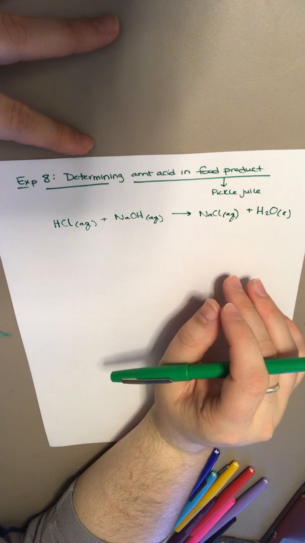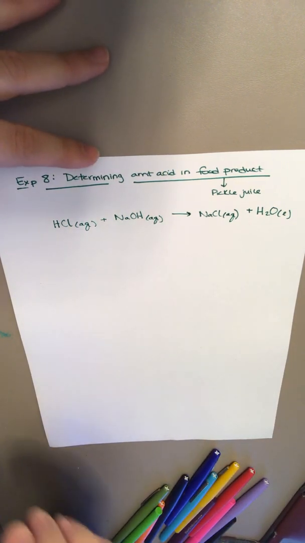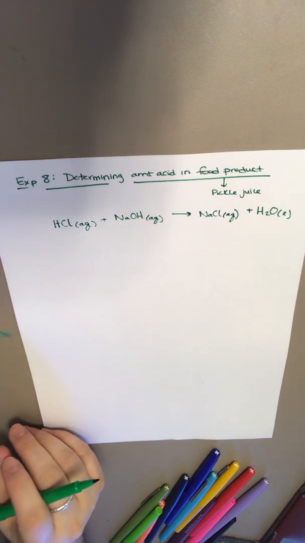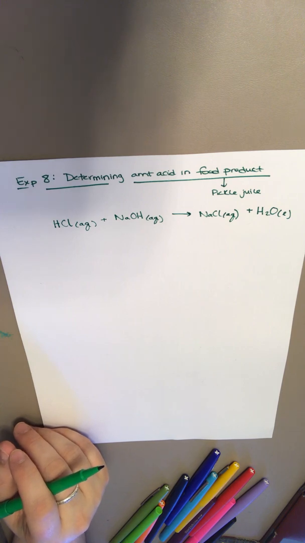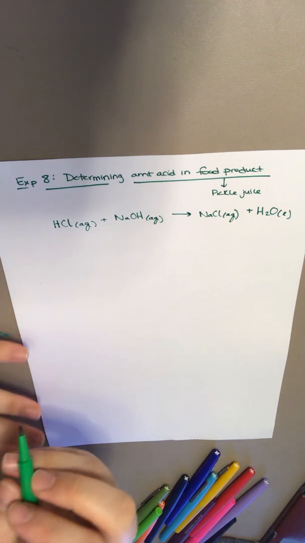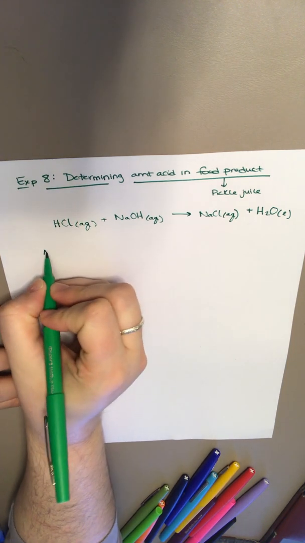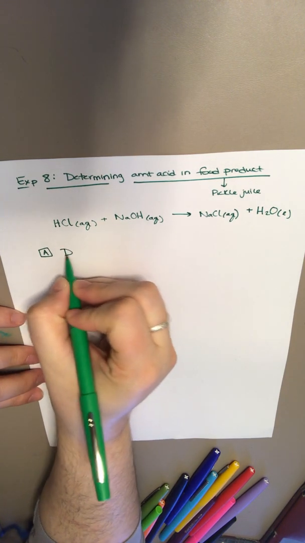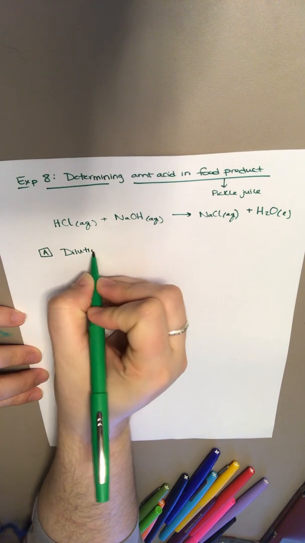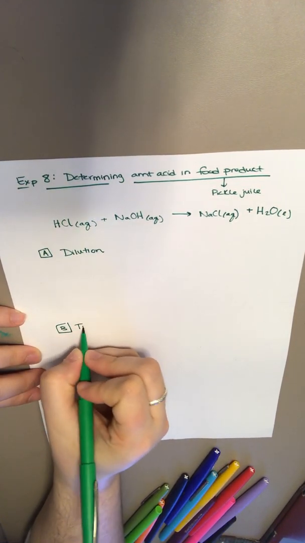A titration is a method to very specifically determine the amount of NaOH needed to neutralize the pickle juice completely. So this lab is in two different steps. We have part A, which is a dilution, and part B, which is the titration.